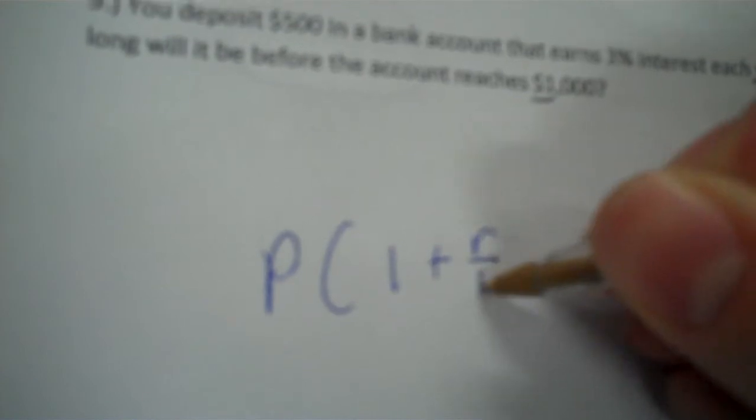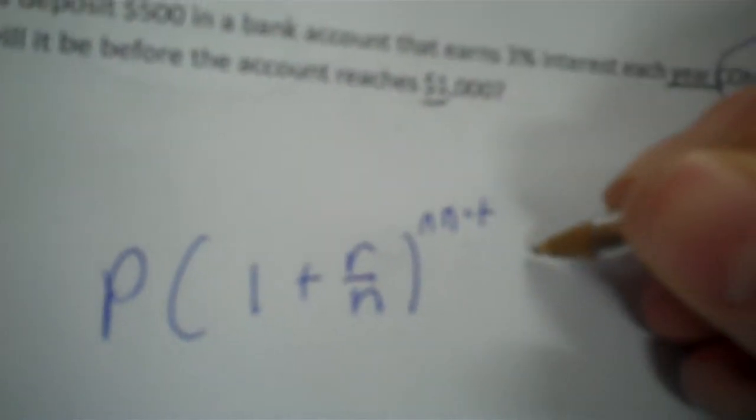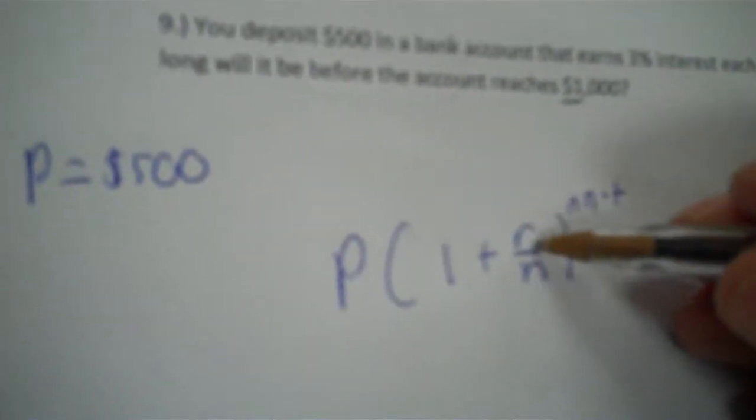P, 1 plus R divided by N, and then n times t equals a. So p, you're always going to have the p value at 500, or whatever the initial balance is. Then r, do the variables in the order they appear in the equation, not the order I have them here. Percent, once again, do not add it to 100. The 1 here stands for the 100. It will be added later, but first that 0.03 has to be divided.